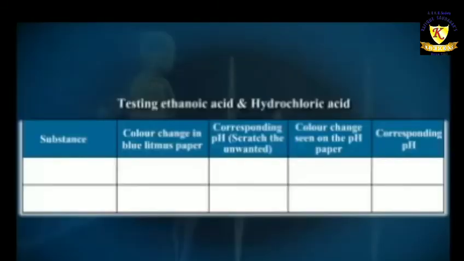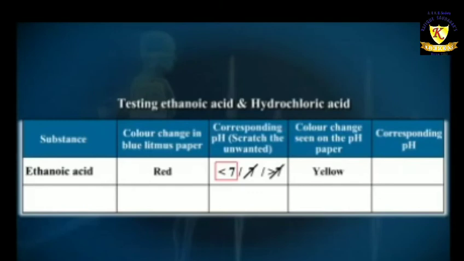Now what do we observe? Testing ethanoic acid and hydrochloric acid. Substance ethanoic acid: the color change is red, so it is less than 7. The color change seen on the pH paper is yellow and the corresponding pH is 3.